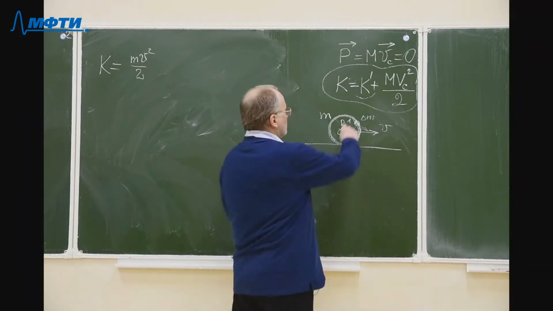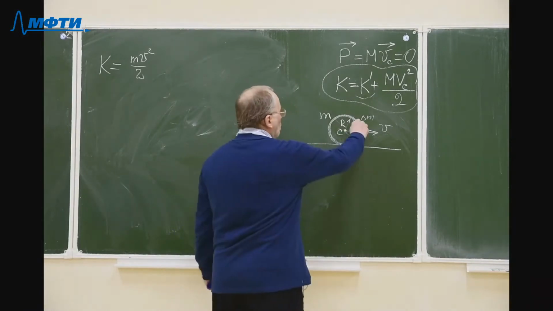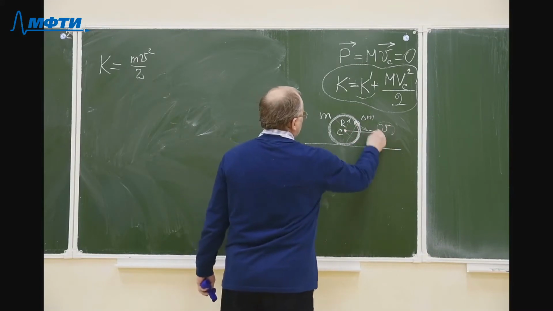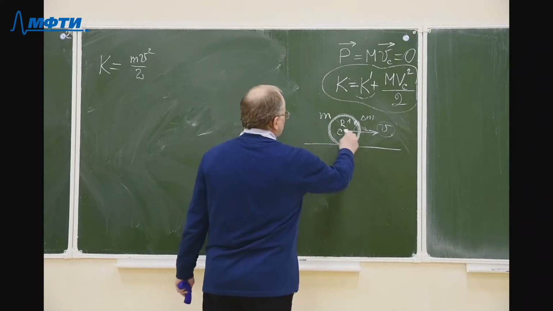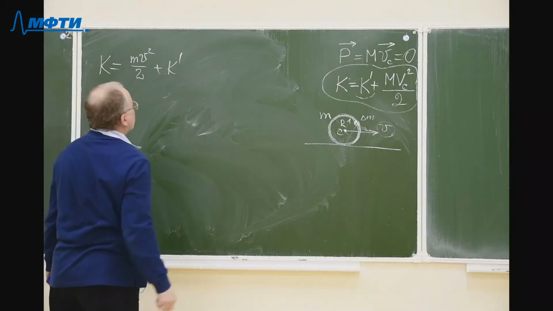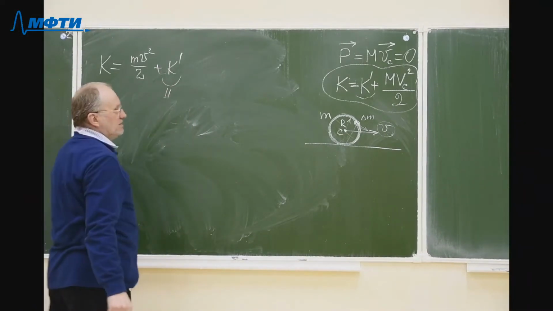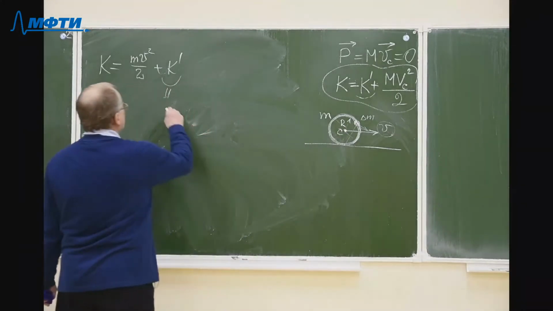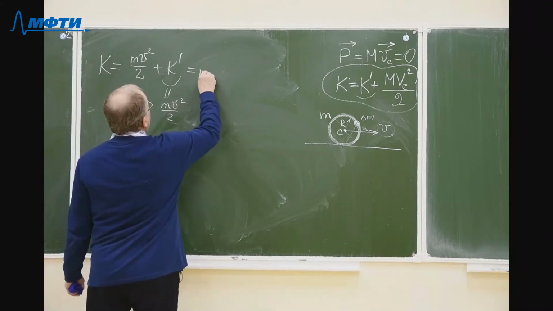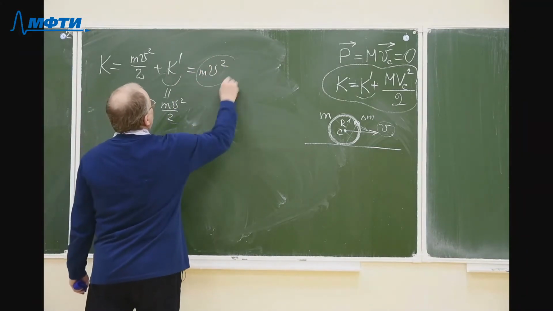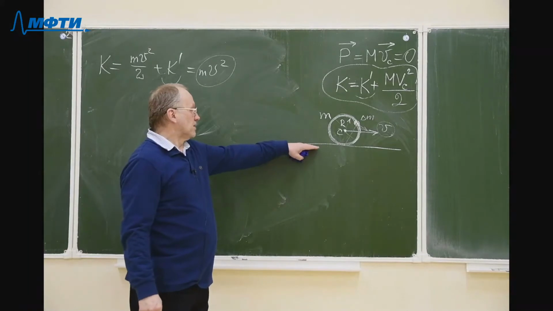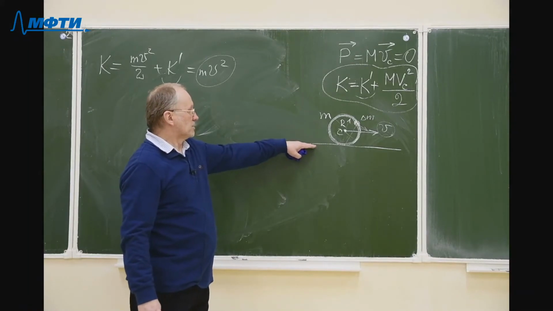And in this reference frame, the wheel is just rotating, and all the mass of the wheel rotates at what velocity? Velocity v, certainly the same velocity v. So that will be the kinetic energy in the system associated with the center of mass. That will again be mv squared over 2. So the result will be just mv squared. That is the kinetic energy of this wheel with respect to the ground, with respect to the reference frame associated with the ground.